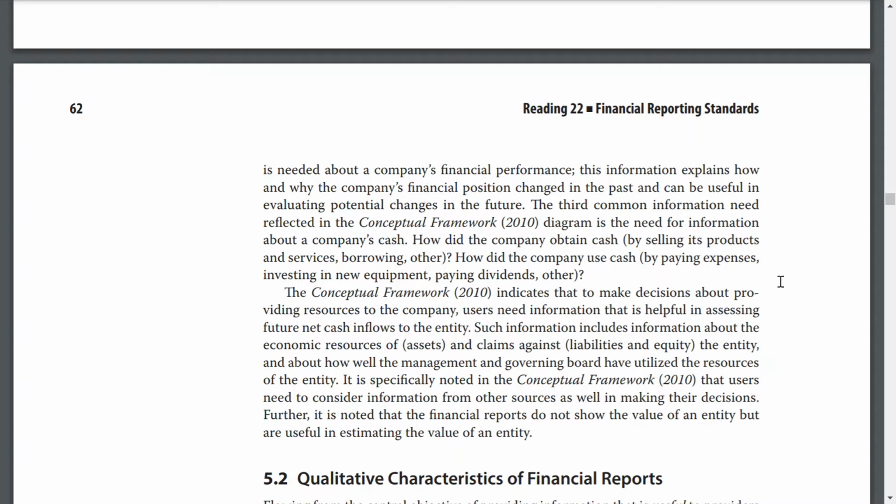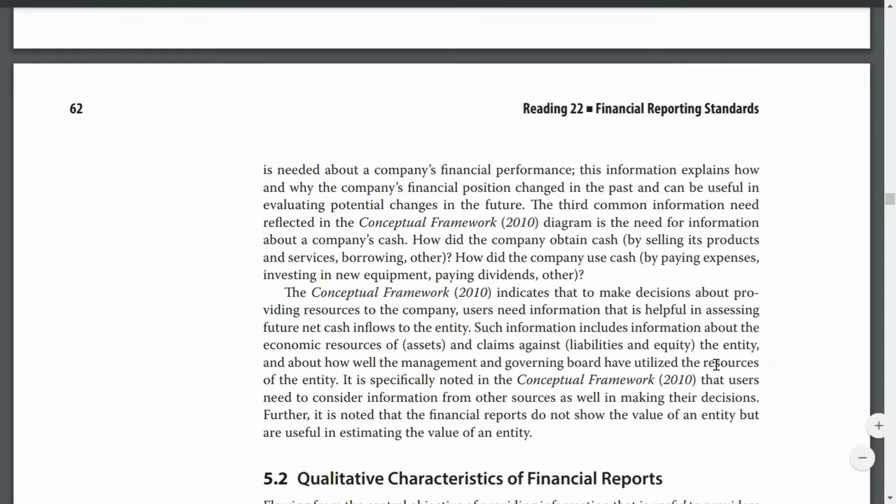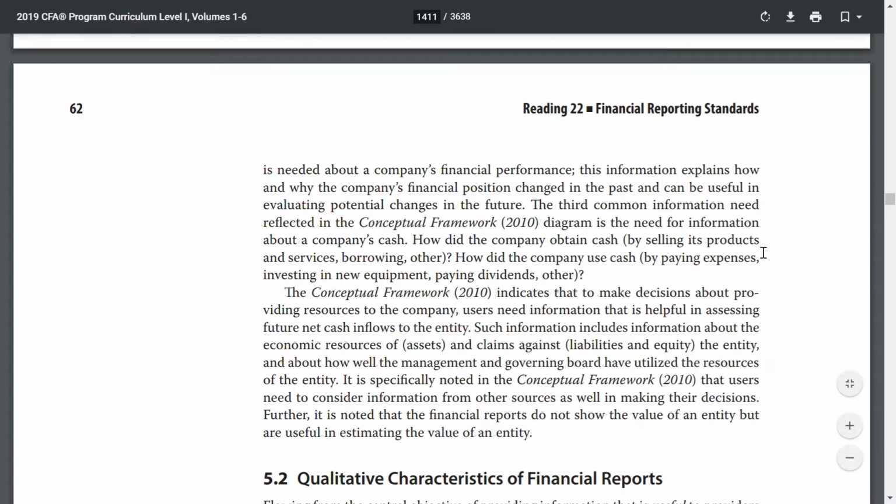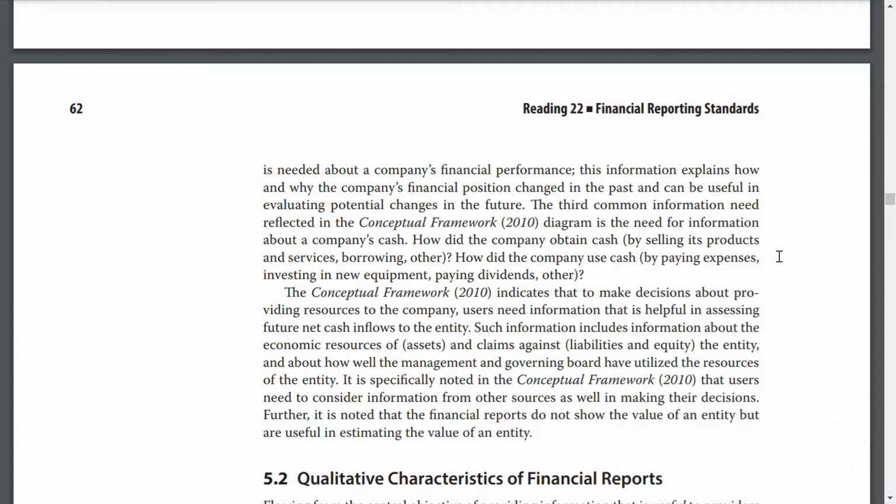Such information includes information about the economic resources, or assets, and claims against them, liabilities and equity, and about how well the management and governing board have utilized the resources of the entity. It is especially noted in the conceptual framework that users need to consider information from other sources as well in making their decisions. Further, it is noted that financial reports do not show the value of an entity but are useful in estimating the value of an entity.